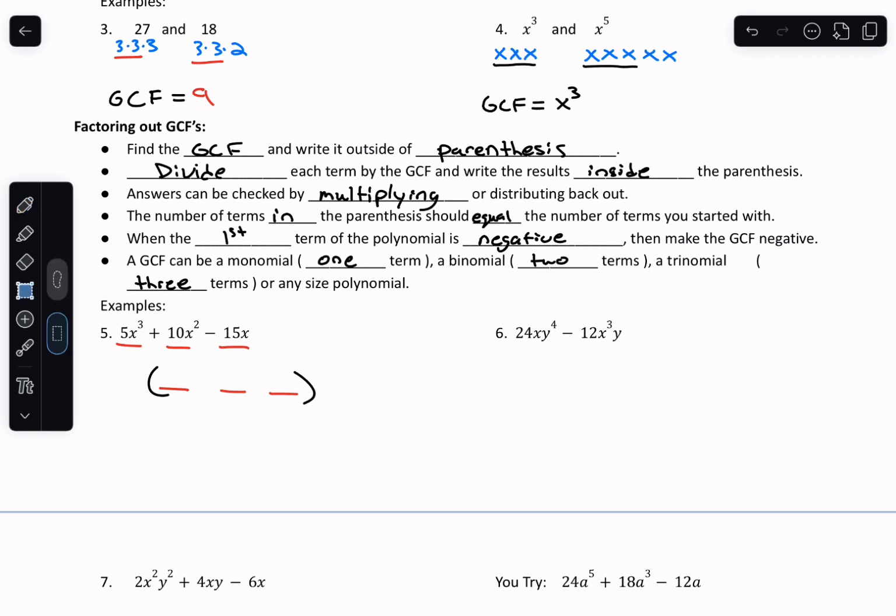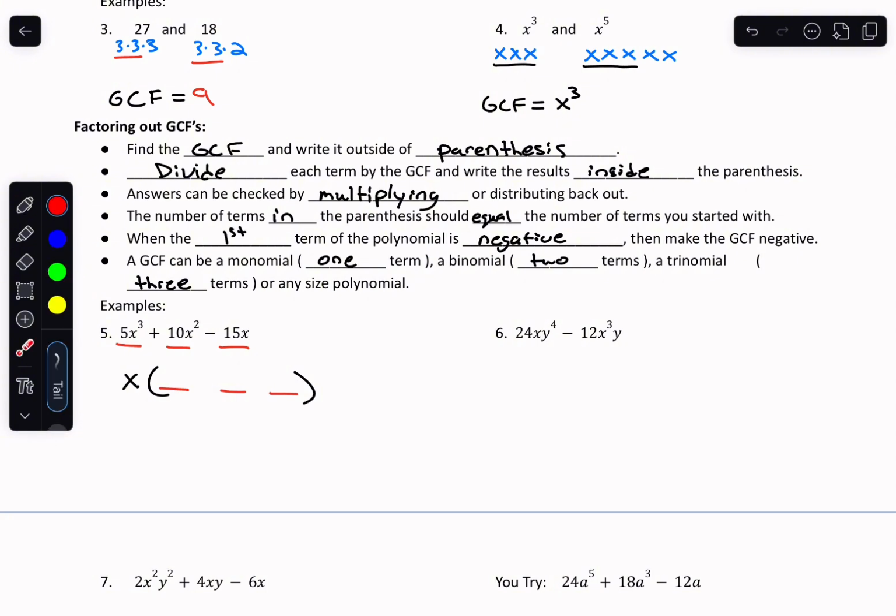The GCF is going to be found by finding the greatest common factor of the numbers and the greatest common factor of the variables. I like to start with the variables because it's the easier part in my opinion. So when we look at these terms, we have x cubed, x squared, and x. The GCF will always be the lowest of those exponents. So x to the power 1 over here on the side is going to be the greatest number of x's we can take out. If I take out that x, then I can remove one x from each of the terms that I started with.